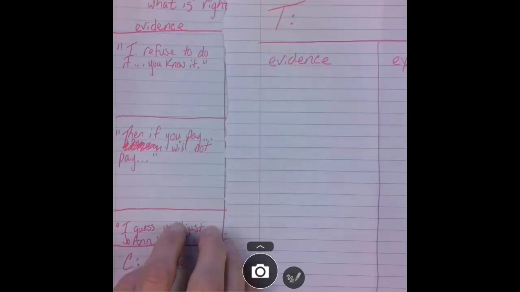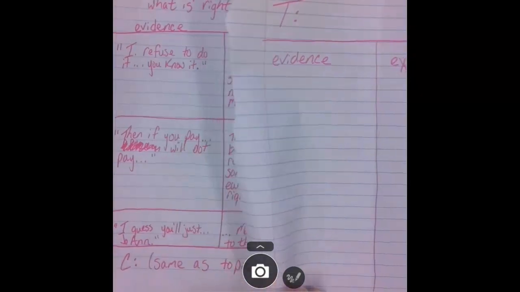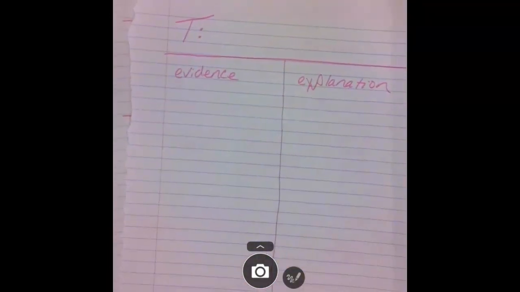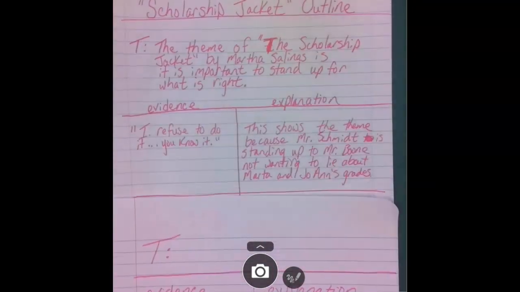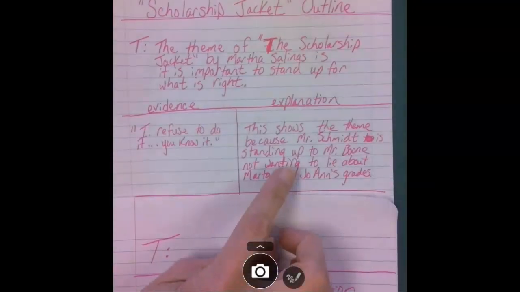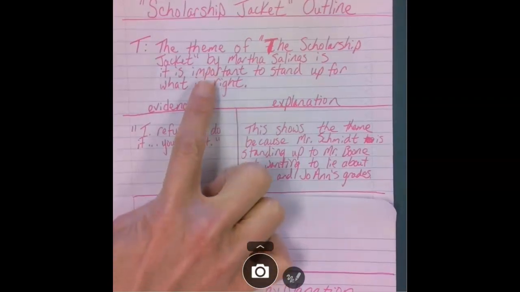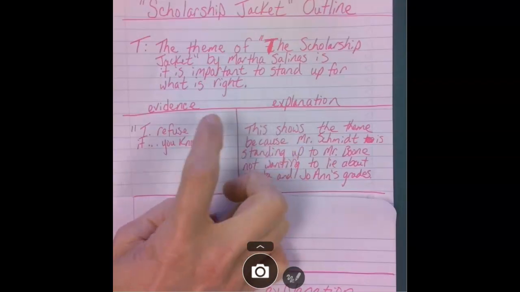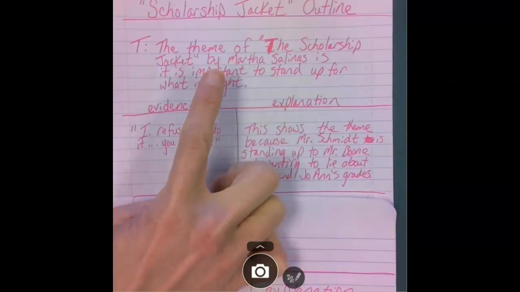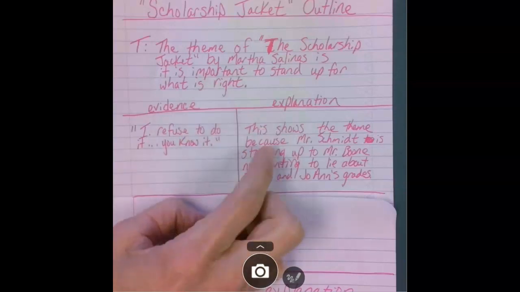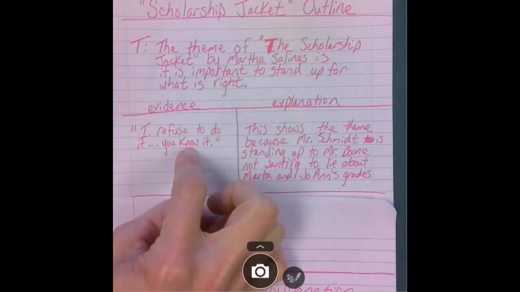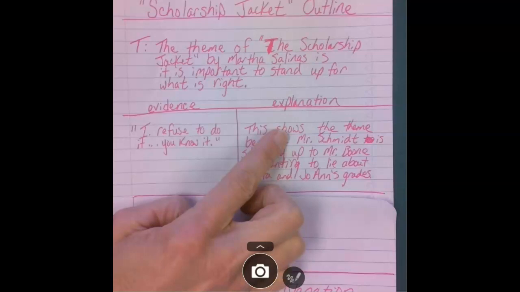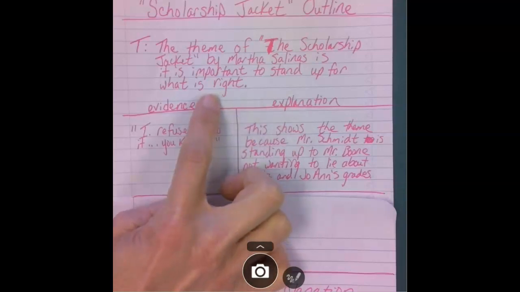And then when we're done with evidence, we go over to explanation. Okay, so the explanation is always on this side of our star outline over here. And for each of the pieces of evidence, we want to explain how that evidence proves our topic sentence. So the question you're asking yourself in the explanation is how does this evidence prove my topic sentence? So in this case, we're saying, how does this evidence prove that it's important to stand up for what is right? And it's really important in the explanation to use words from your topic sentence.